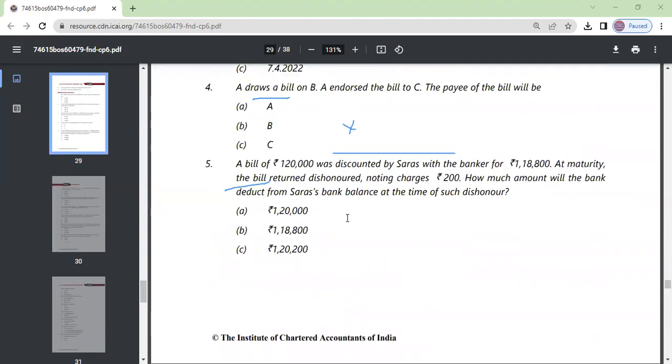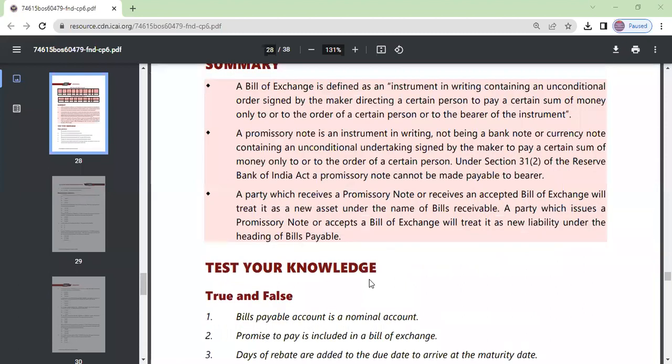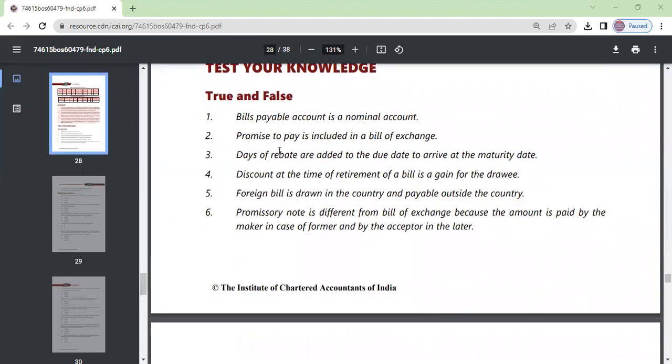So very easy. Now we will discuss some true or false questions for getting more concept. Please read the question carefully, then we'll get the answer. Bills payable account is a nominal account. Is it a nominal account?